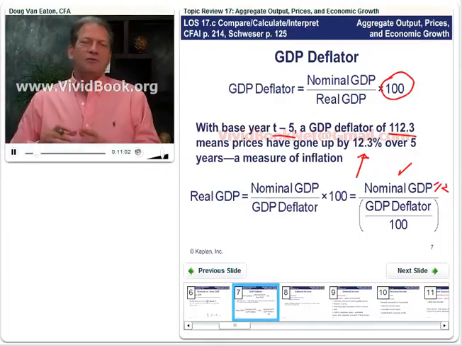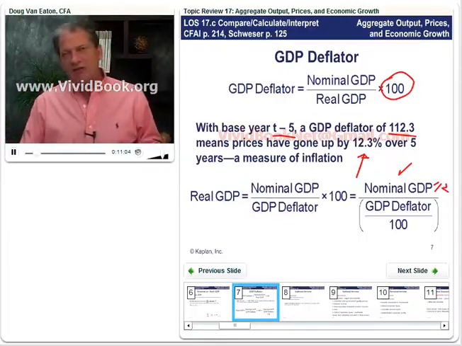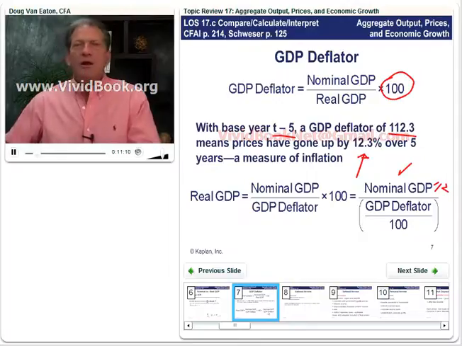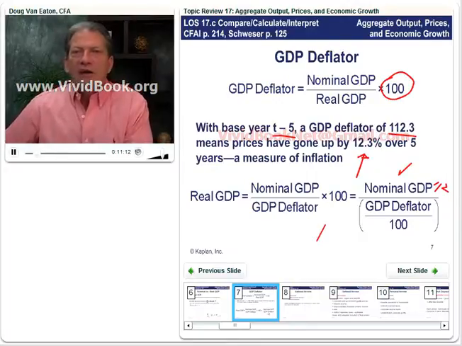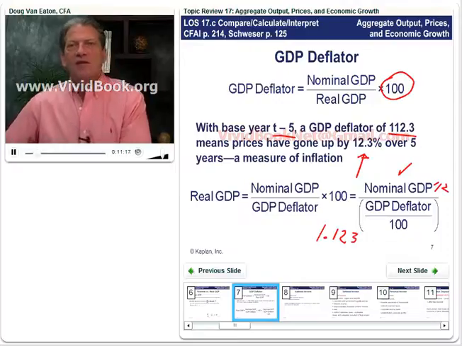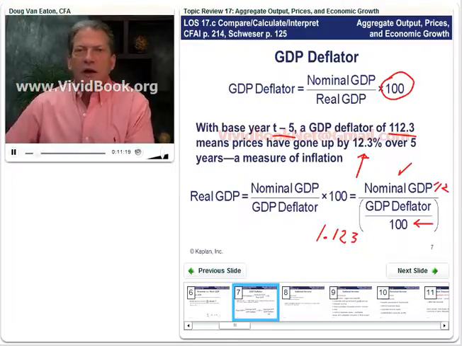even if it's not for the whole economy. We might even have sectors where we think this deflator is an adequate measure of the price changes over time. Well, we would just end up dividing by 1 plus 12.3%. So it's just that index number divided by 100. That's what we divide by to get real GDP from nominal GDP.